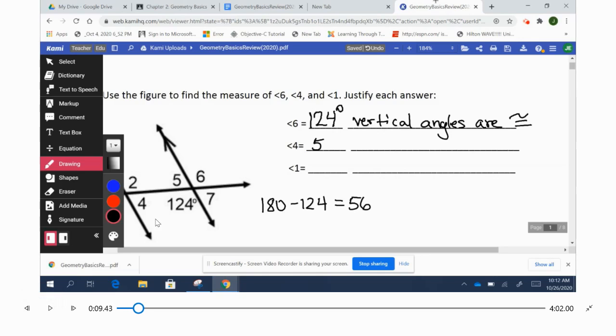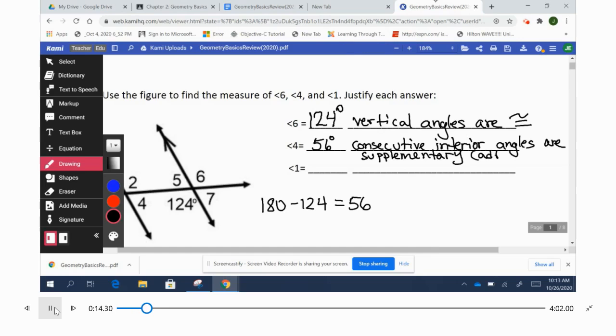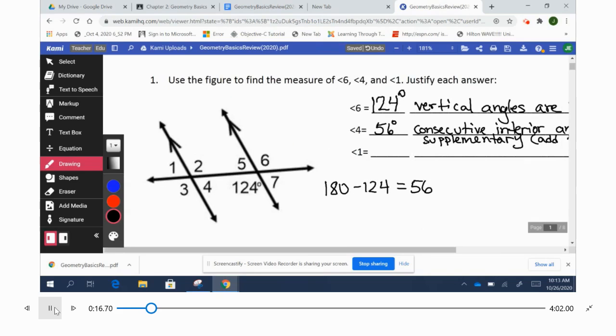Angle 4 and the 124-degree angle are going to be supplementary because they're consecutive interior angles. And when the lines are parallel, consecutive interior angles add to 180, are supplementary. And then angle 1, that is not a direct angle pair with the 124. So we're going to have to utilize some other connection here.